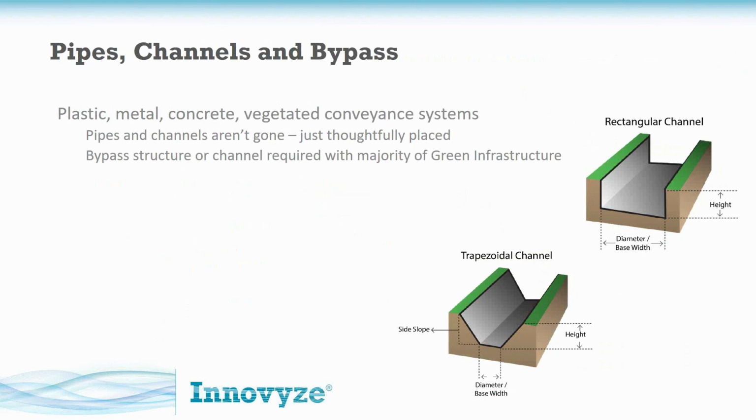Often, as I mentioned, rain gardens need a bypass. They need to get the high velocity flows out of that facility. A bypass channel is probably the most common way that's done. You can have that water dump out and go down a channel to some other collection facility.